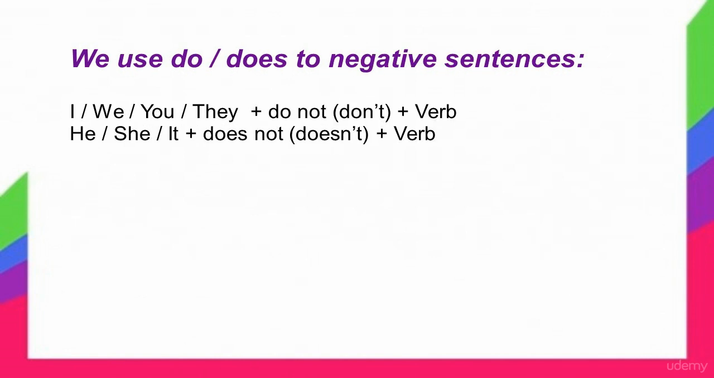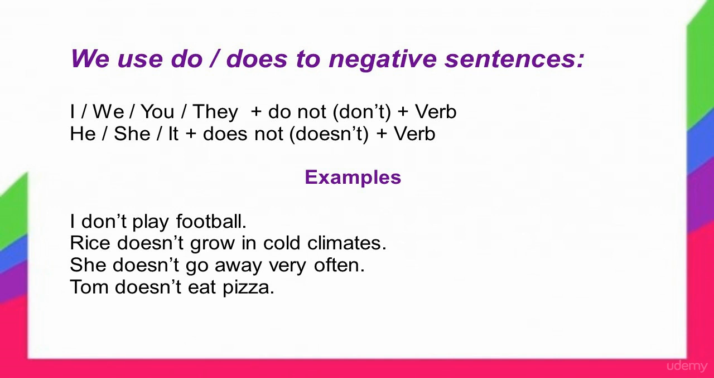We use do or does with negative sentences. I, we, you, they do not or don't plus a verb. He, she, it does not or doesn't plus a verb. I don't play football. Rice doesn't grow in cold climates. She doesn't go away very often. Tom doesn't eat pizza.